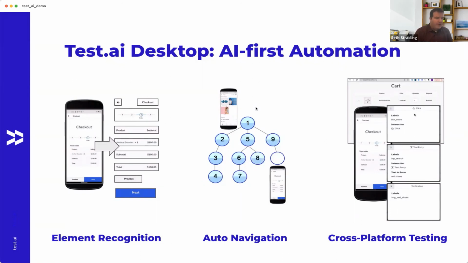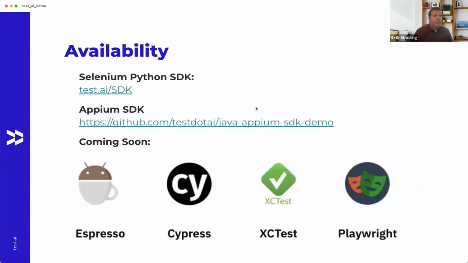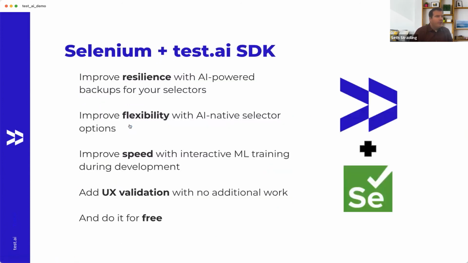All right, and one last thing I want to talk about before we close on the hour. Right now you can get the Python SDK at testai.sdk. The Appium SDK is available at GitHub, test.ai, Java Appium SDK demo. You can start playing with those immediately. And we do have Espresso, Cypress, Playwright, etc. coming soon.